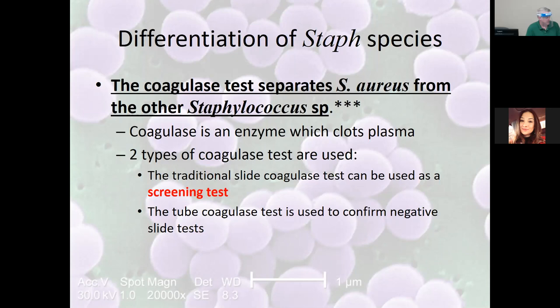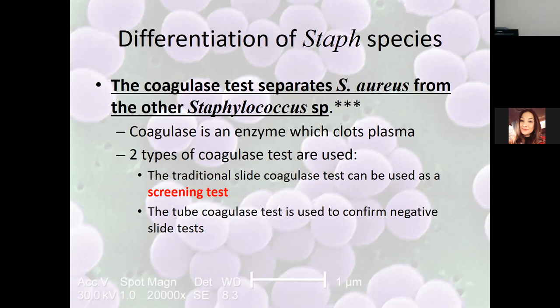Again, staph aureus, being the one pathogenic that we're really worried about, has this coagulase. It's the only one that has coagulase. And we're going to do the screen test downstairs. We have the staph aureus slide test. It's the traditional slide coagulase test. You're going to get to do that for screening today. You'll get to do that with yours and see if it's positive or negative. We don't do the tube coagulase test, but you could, okay? But we're just going to stay right here and do the slide.